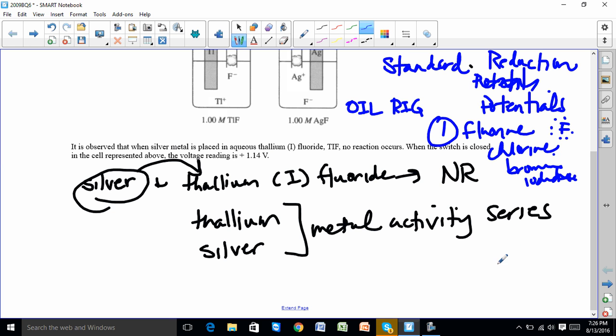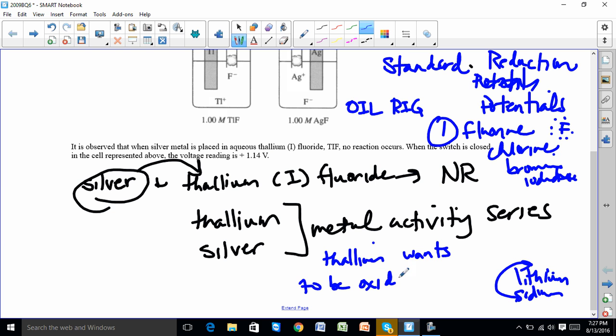Now, what you'll notice, though, is the metals don't like to be reduced. Metals like to be oxidized. So the metals, like the sodium and the lithium, these metals are at the bottom. And so what you need to know is thallium is more active than silver. That's why silver couldn't kick it out. And what that means is that thallium wants to be oxidized more than silver. Okay, we're giving them human characteristics.